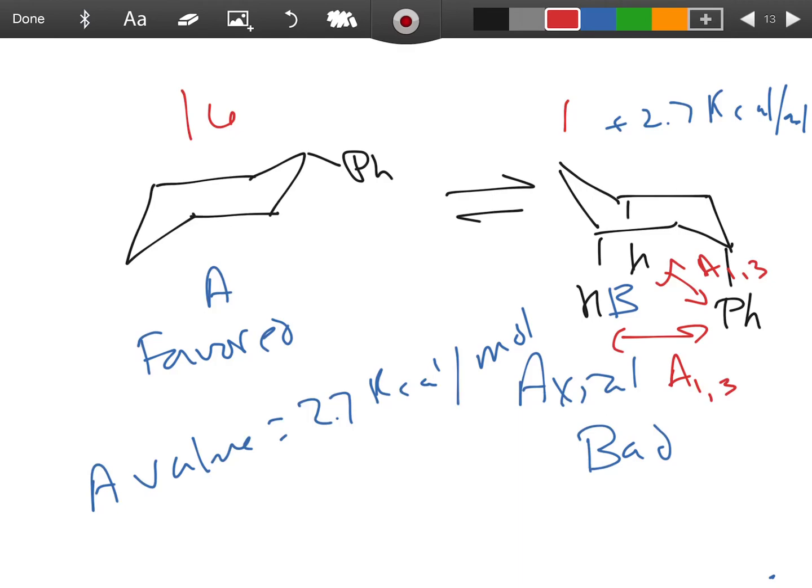I think tert-butyl is like 4. And you just never see tert-butyl axial. Ooh, tert-butyl axial. I know it's scary. Someone just shivered. They're like, ooh, tert-butyl axial. Doesn't even say it, man. Right.